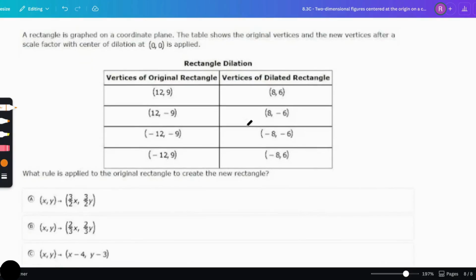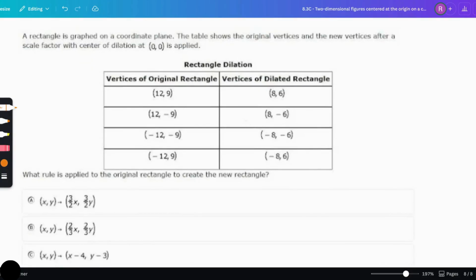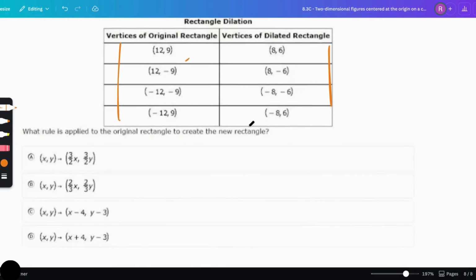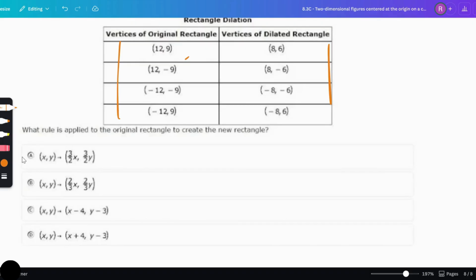So lastly, you're solving this. A triangle is graphed on a coordinate plane. The table shows the original vertices and the dilated ones. What rule is applied to the original rectangle to create the new rectangle? So take a look at all the options, A to D. The original ones are on the left side, and the ones on the right side are the answer after dilating. Which rule was applied to the ones on the left side to get the ones on the right side?